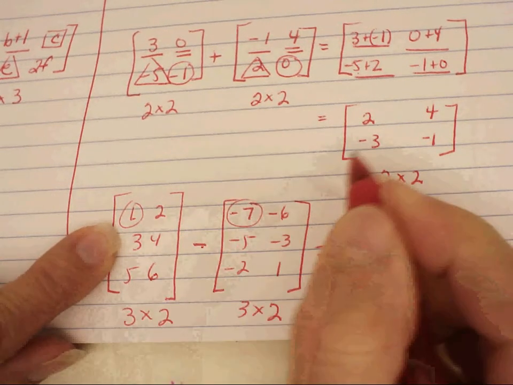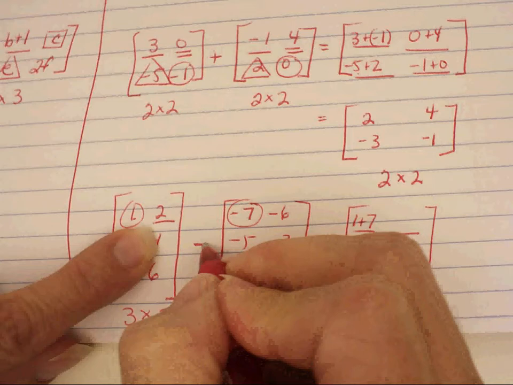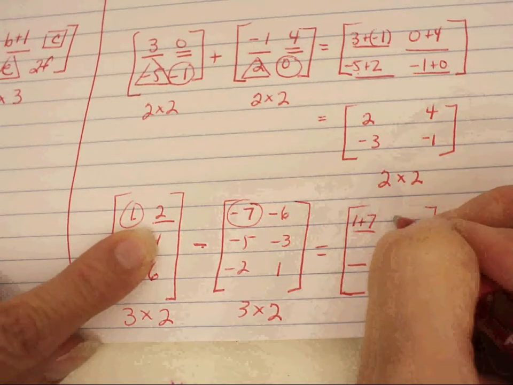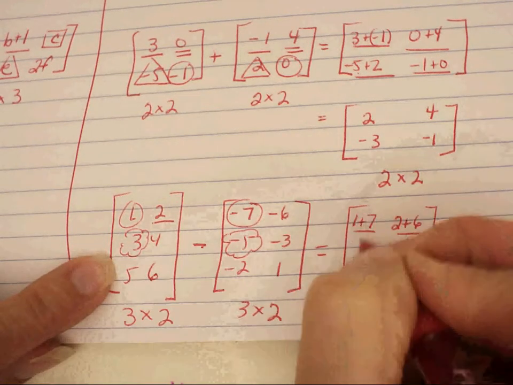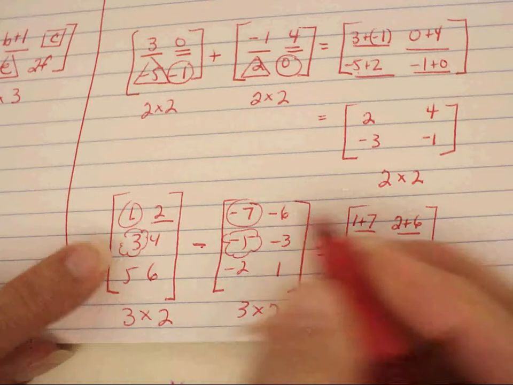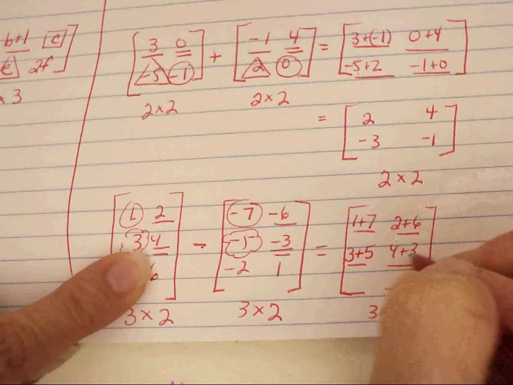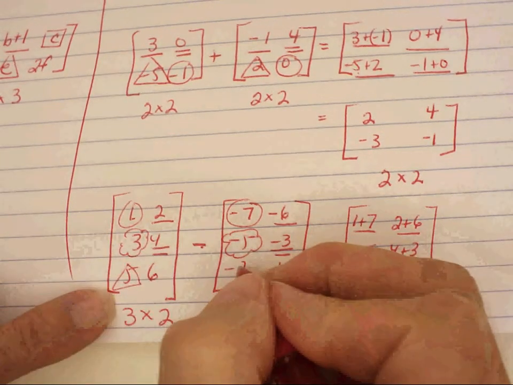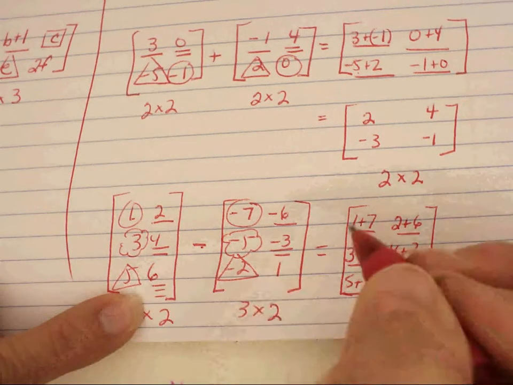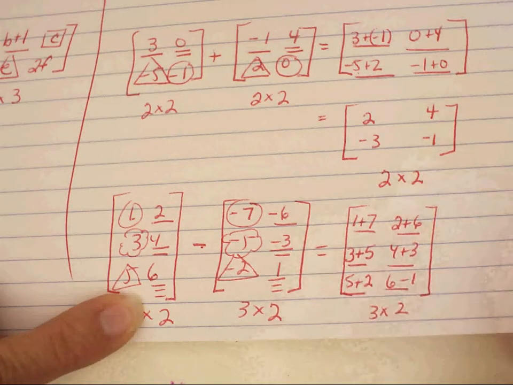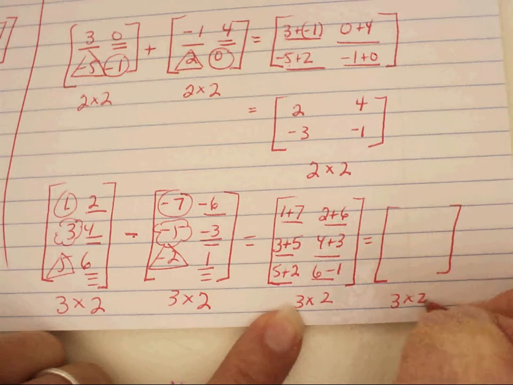We subtract position by position. 1 minus -7 is the same as 1 plus 7. 2 minus -6 is the same as 2 plus 6. 3 minus -5 is the same as 3 plus 5. 4 minus -3 is the same as 4 plus 3. 5 minus -2 is the same as 5 plus 2. And 6 minus 1 is 6 minus 1.